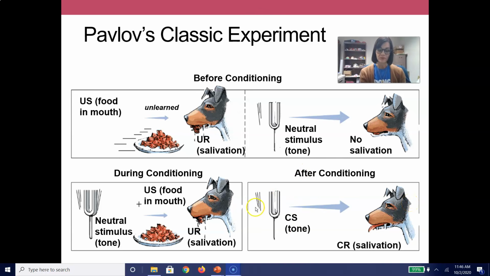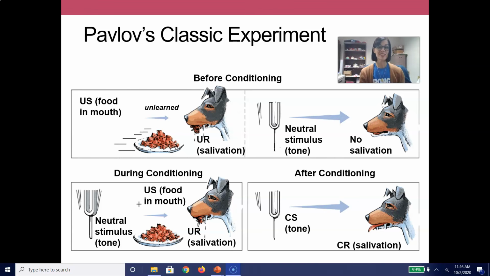So now, our tone no longer functions as a neutral stimulus. It is now what we call a conditioned stimulus. Another word for conditioned is learned. It is a learned stimulus that produces a conditioned learned response. So now our conditioned stimulus is our tone, and the dog salivating to that tone is our conditioned learned response.